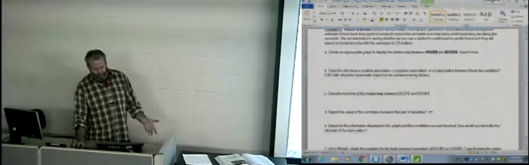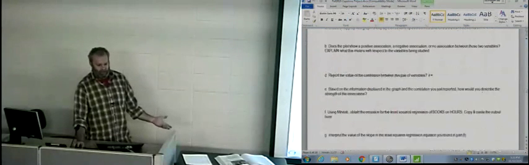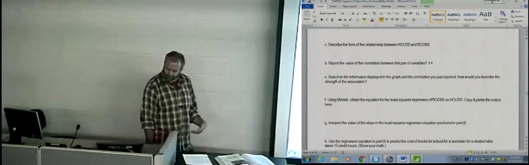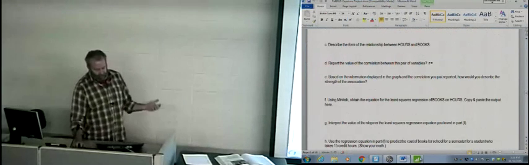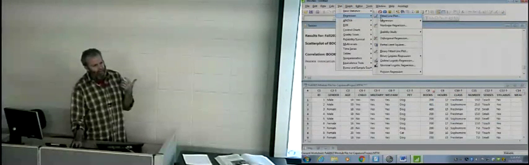Based on the information displayed in the graph and the correlation you just reported, how would you describe the strength? I'm not going to repeat myself. I just told you. Using Minitab, obtain the equation for the least squares regression line of books on hours. Copy and paste the output. Here's what I would like to see out of you. I'm going to get rid of this scatter plot. I'm going to do it like this because this is the only place I did this. Regression, fitted line plot, right?